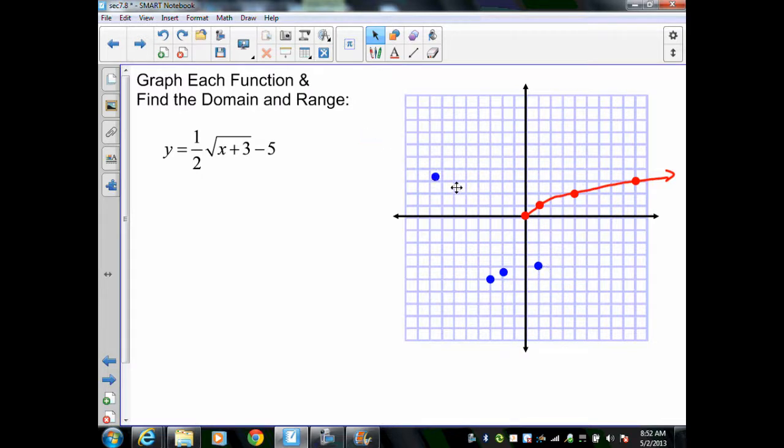And my last one is way out at 9. I'm going to move that back 3 units: 1, 2, 3. The output at 9 is 3. 3 times 1/2 is 3/2, which is 1.5. And then down 5 units: 1, 2, 3, 4, 5. And I can plot those ordered pairs.